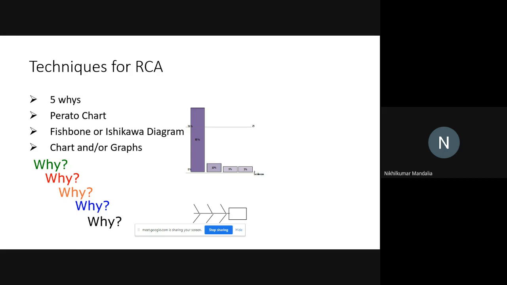For that, first of all we need to find out the problem: exactly what the problem is, who is involved in this problem, when this problem happens, where it happens. All details we need to find out. Then we need to discuss with the related team, and we need to involve the SMEs for these issues. That discussion is a brainstorming session where we find out all this.